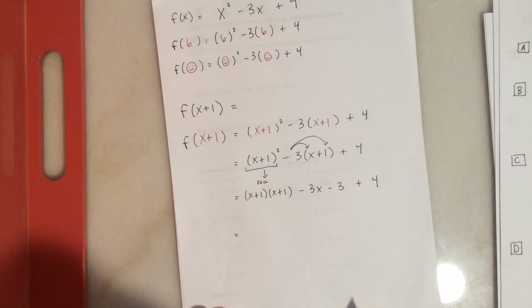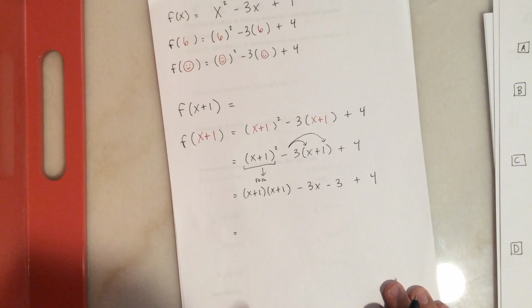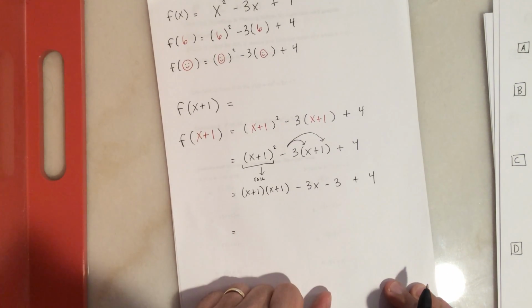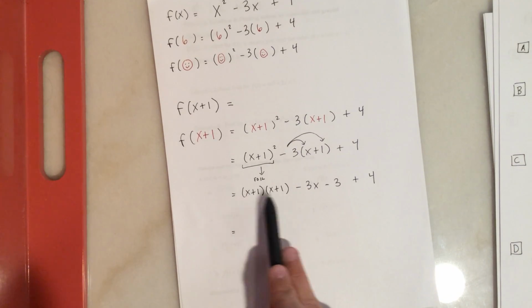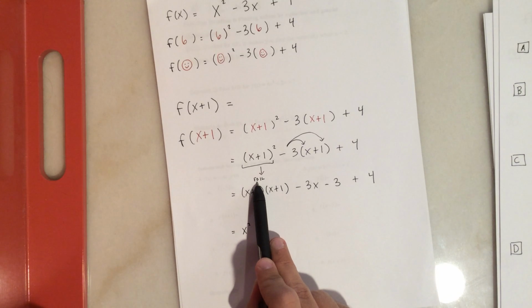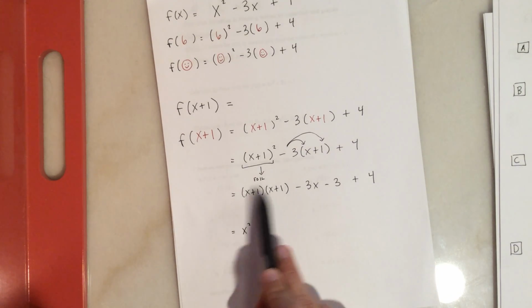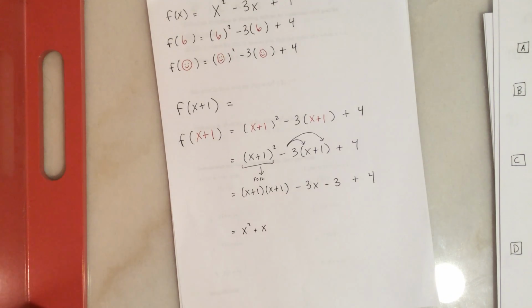I'll go slow this time and maybe the next time, but certainly towards the end of these videos, we'll just be foiling at pretty quick speeds. So hopefully you remember how to do this. First is x times x, or x squared. That's the F. O is outer, so the two outside terms, so what's x times 1? And x times 1 is positive 1x.